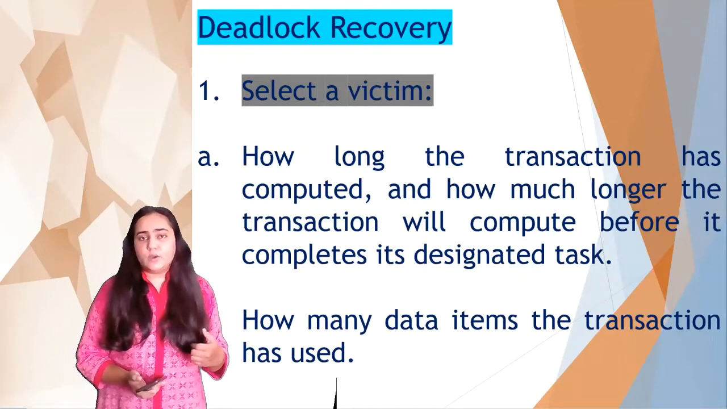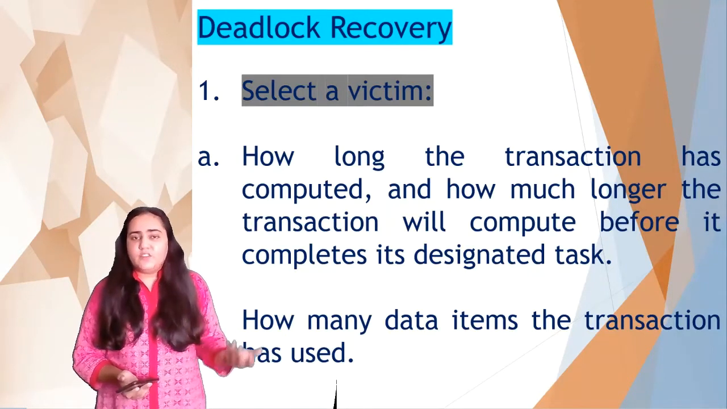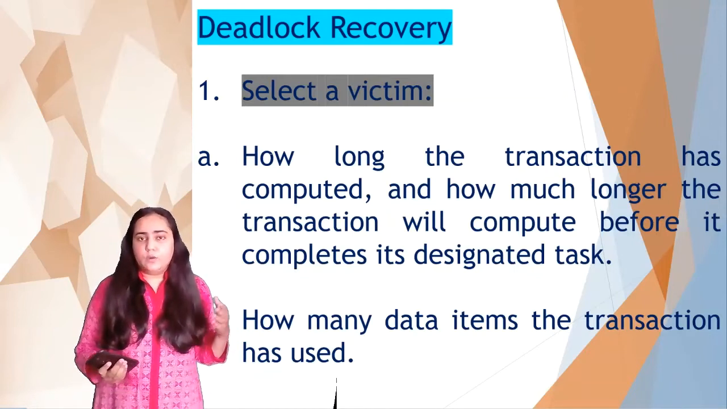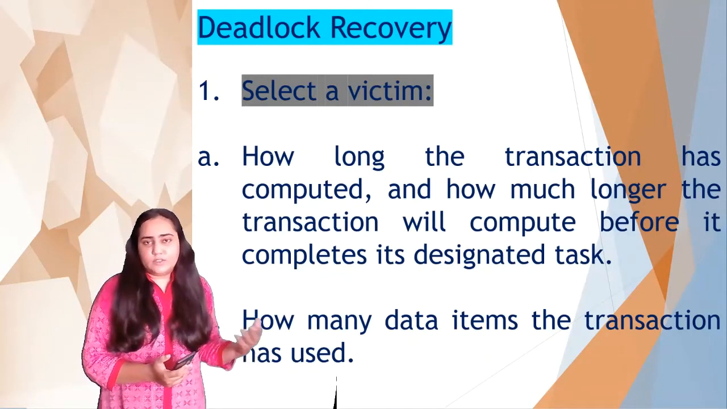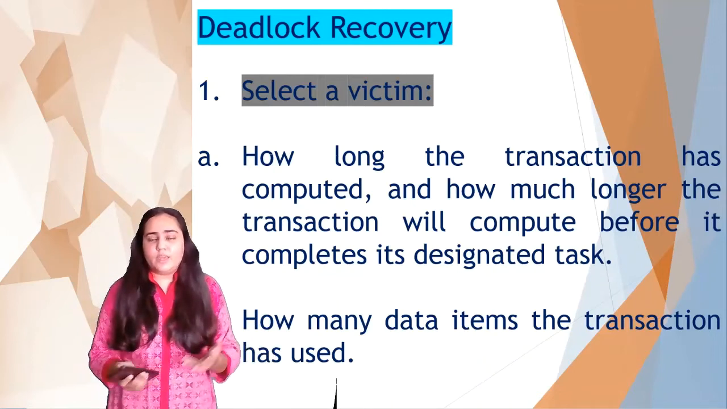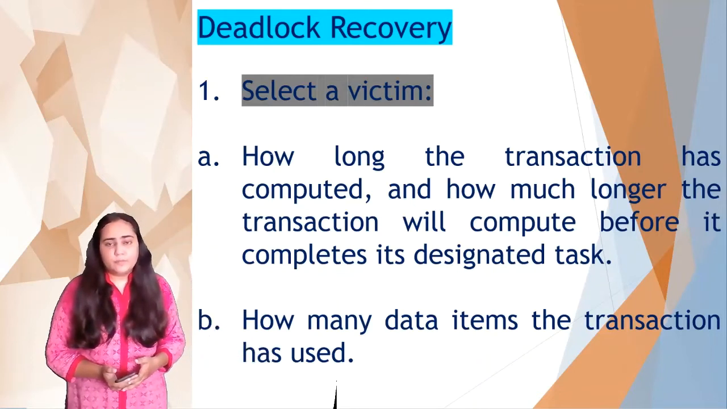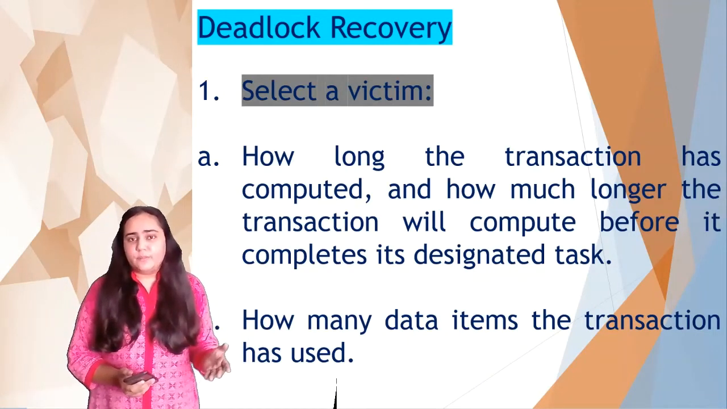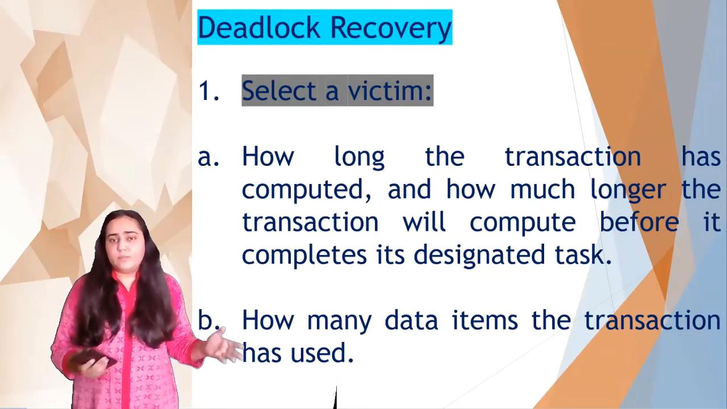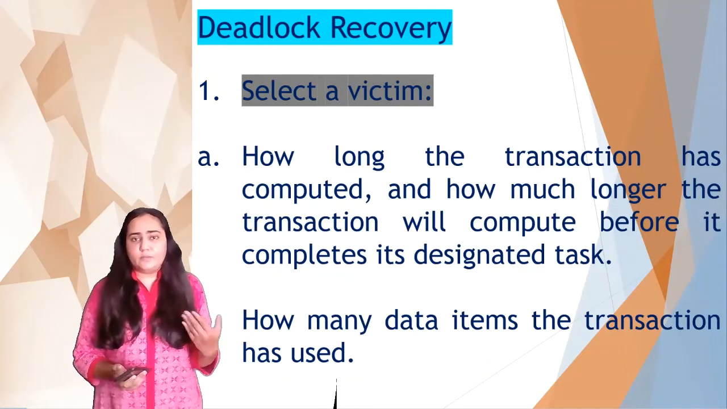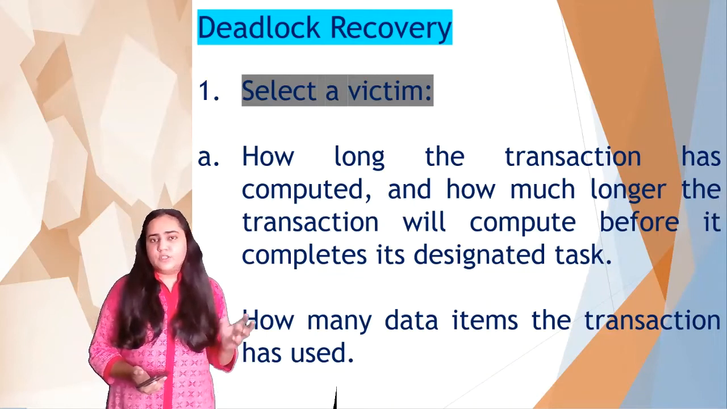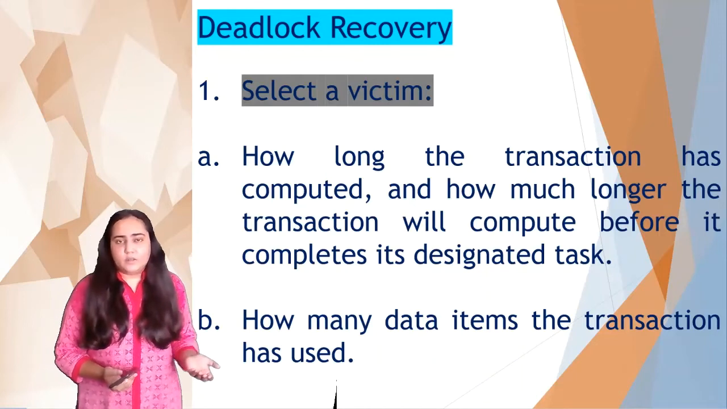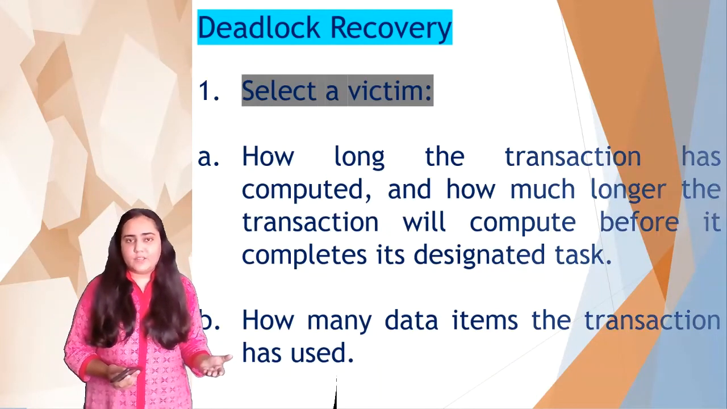So if a transaction is holding a lot of data items, then the advantage is that if you roll back such a transaction, many other transactions who are waiting for this transaction's data items will get those data items and will be able to finish. But then at the same time, if this transaction starts again, it's possible that it will never be able to get the same data items back because they are held by someone else. And so it's a tricky question here also, but you need to consider all these things and then decide which transaction will be the victim.